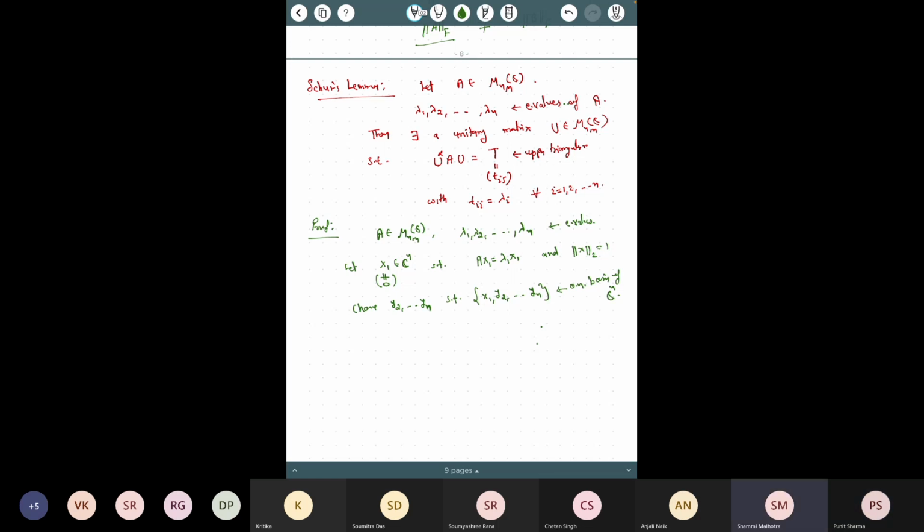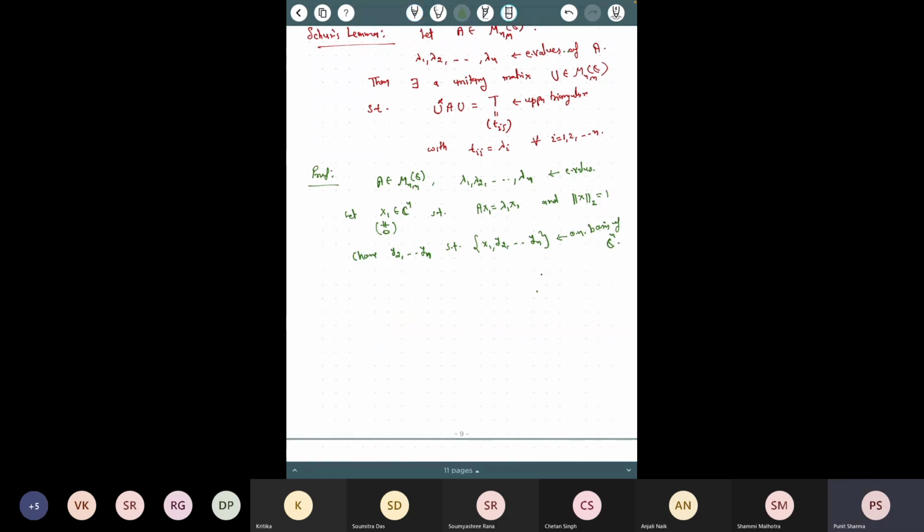Since x1 is non-zero, it's linearly independent, so it can be extended to a basis, and then from Gram-Schmidt it can be converted to an orthonormal basis. Yes, good. So you can first extend this x1 to a basis and then apply Gram-Schmidt. So without loss of generality, there exist y2 to yn such that this becomes an orthonormal basis. All right.